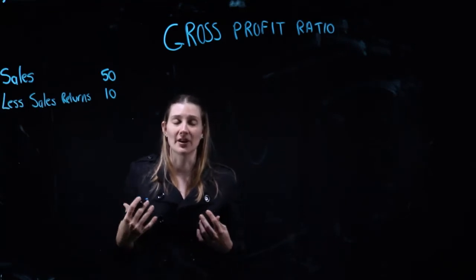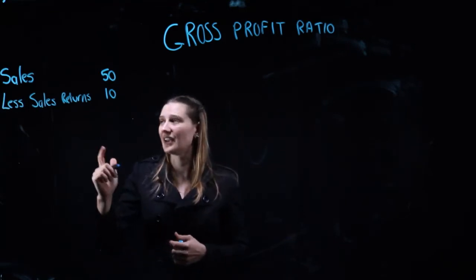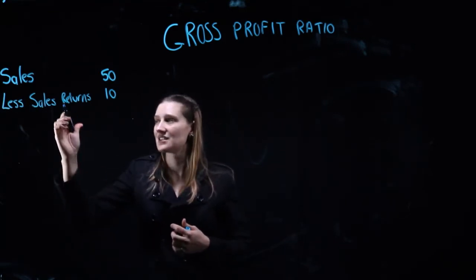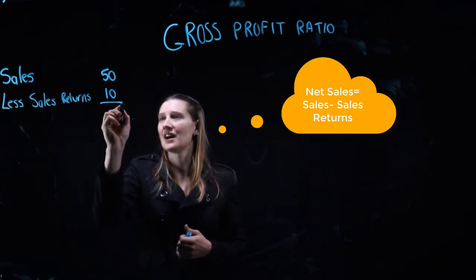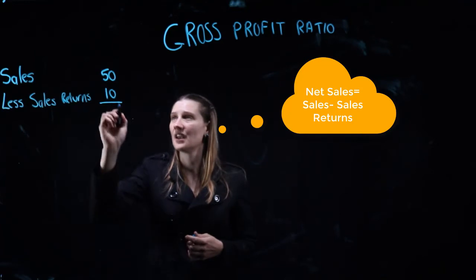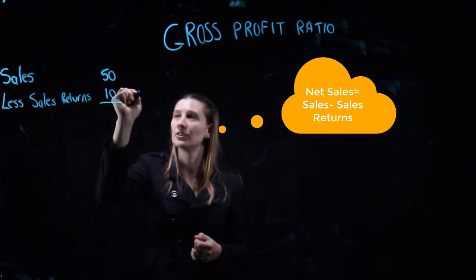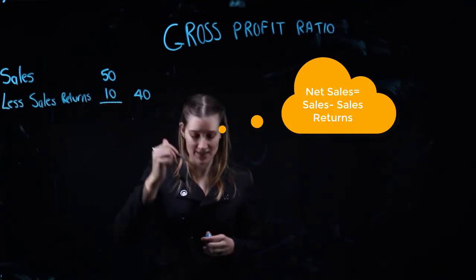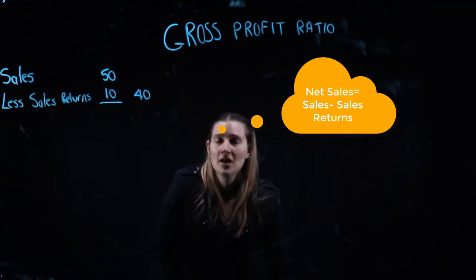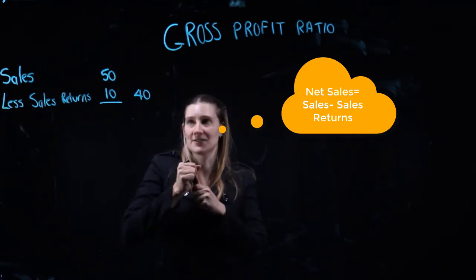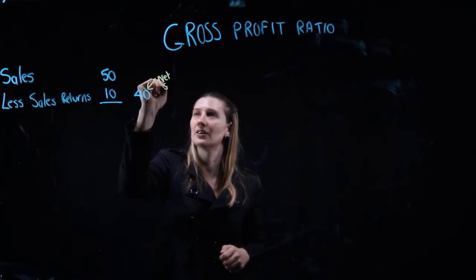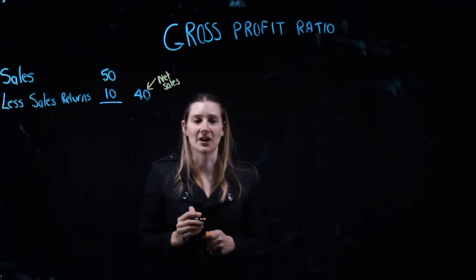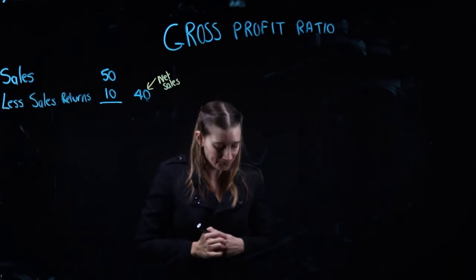So then I would work out what my net sales is going to be. Net sales, the formula for that is sales minus sales returns. I'd put a line underneath here and I would go 50 minus 10, which is $40. This represents our net sales. So this $40 is my net sales, and that is sales minus sales returns.